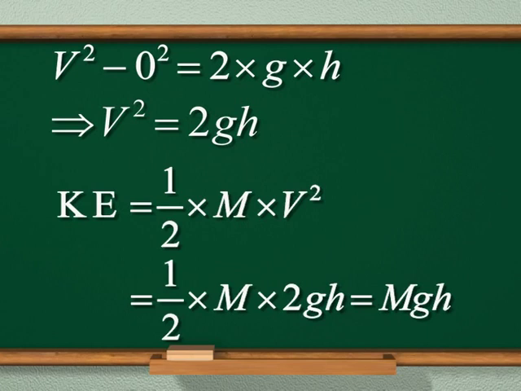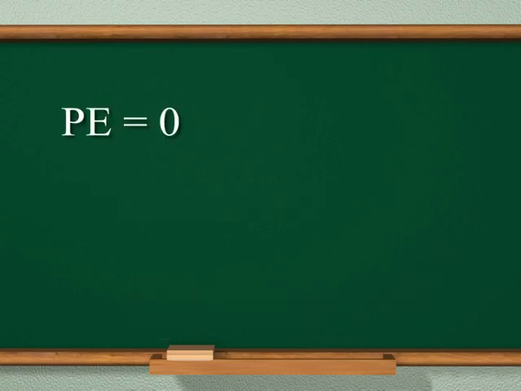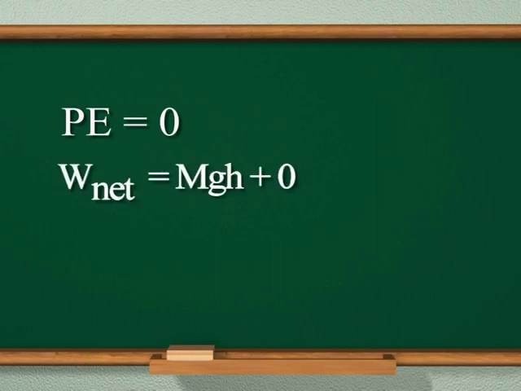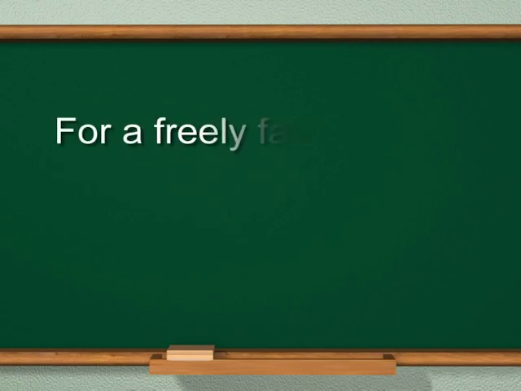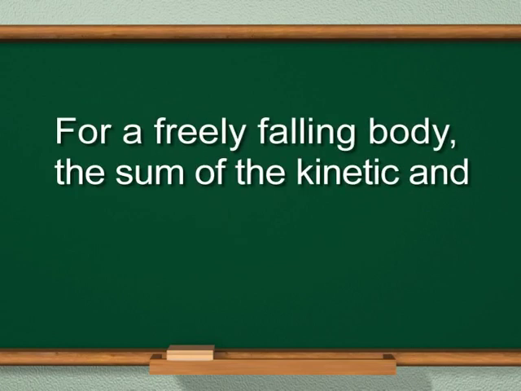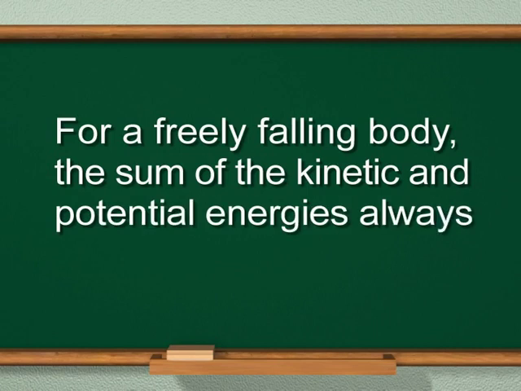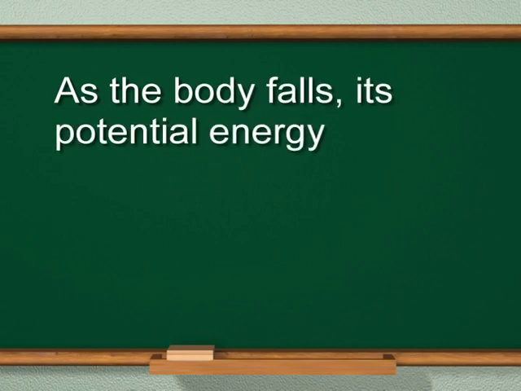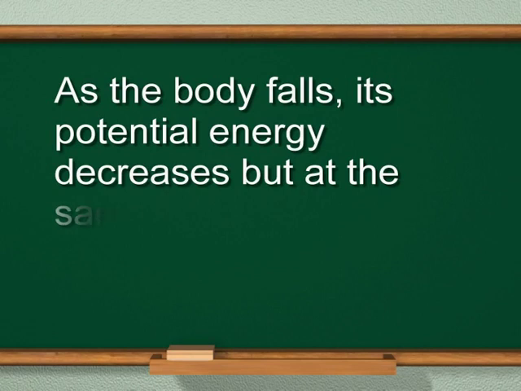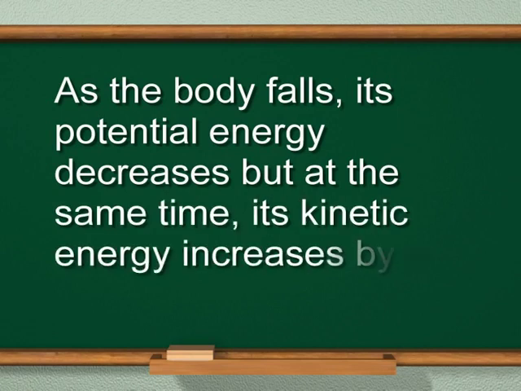As the body reaches the point C, its potential energy is equal to 0. Therefore, the total mechanical energy at the point C is mgh plus 0, which is equal to mgh. Hence, we find that for a freely falling body, the sum of the kinetic and potential energies always remains the same. As the body falls, its potential energy decreases, but at the same time, its kinetic energy increases by an equal amount.